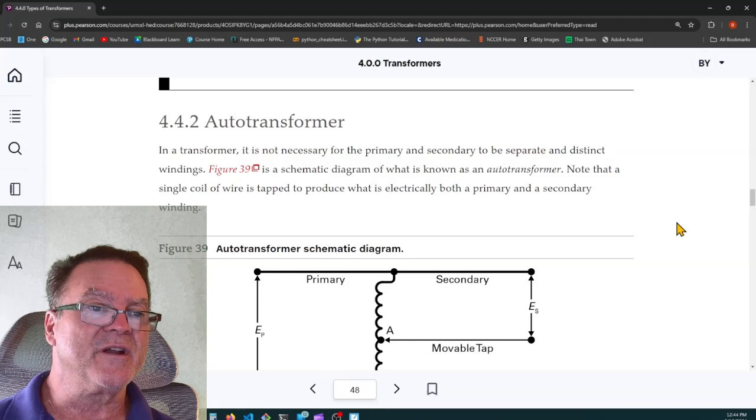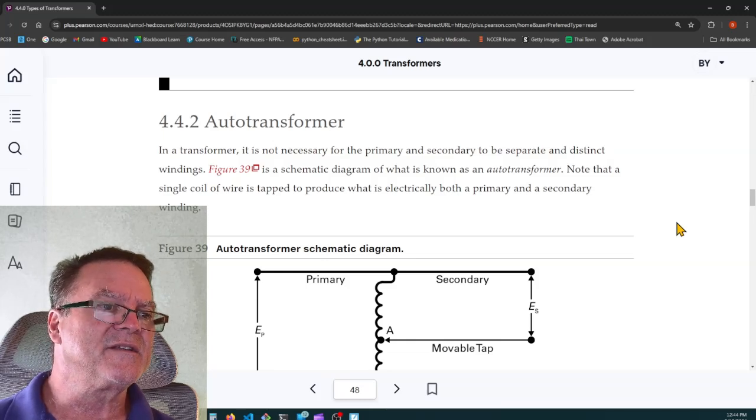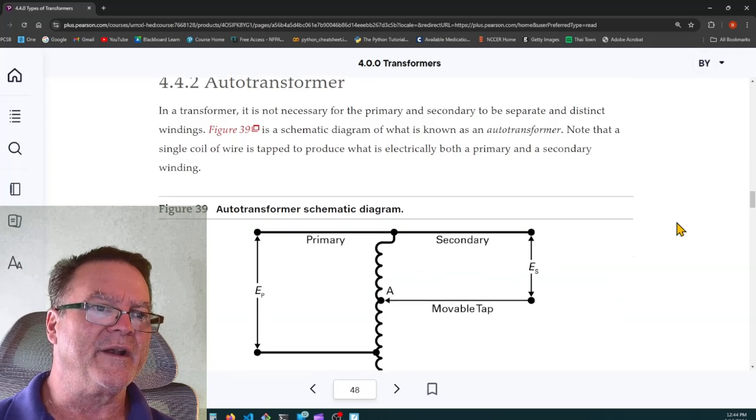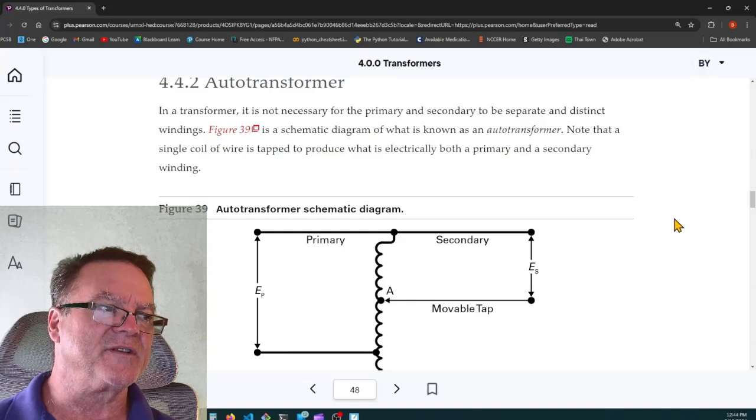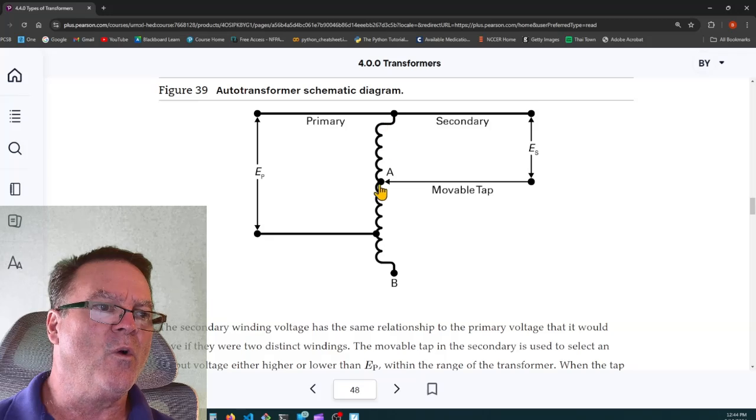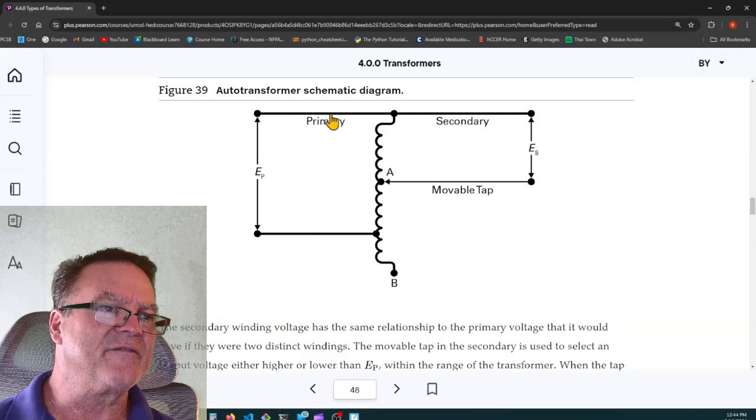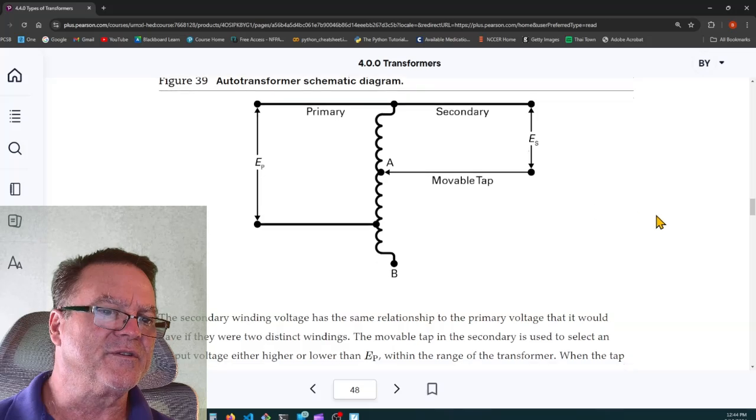Auto transformers. In a transformer, it's not necessary for the primary and secondary to be separated and distinct windings. Figure 39 is a schematic diagram of what is known as an auto transformer. So it has one coil in common with both the primary and the secondary. So here's the primary voltage across whatever coils you hook them up, and then the secondary can be taken from a common wire between the primary and secondary and a tap conductor that can be moved. You can get whatever secondary voltage you want.